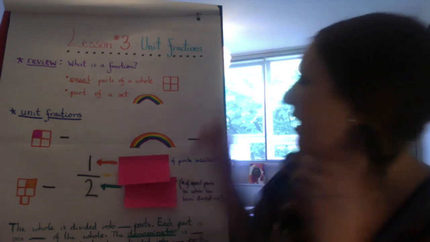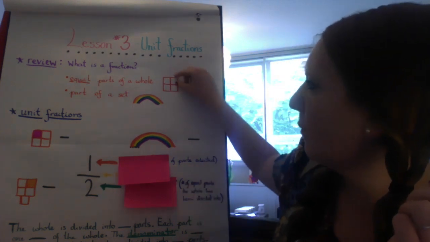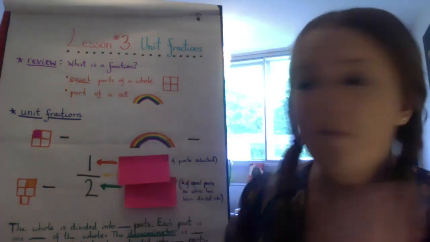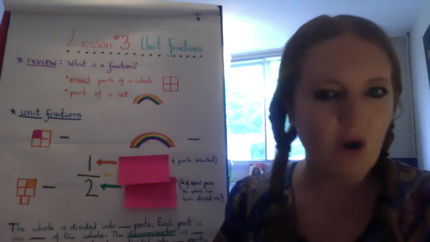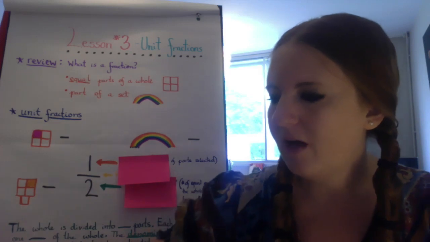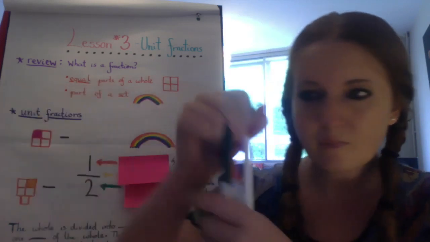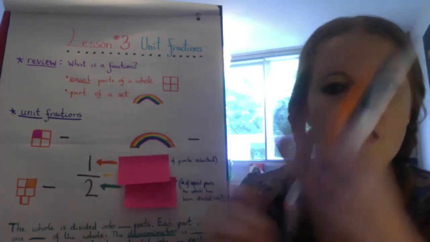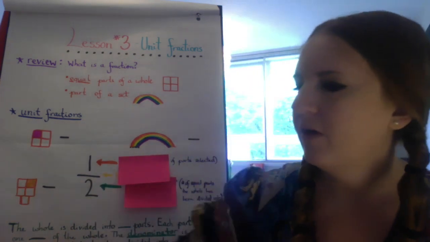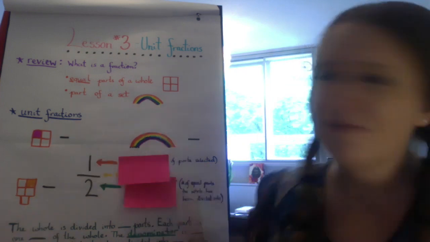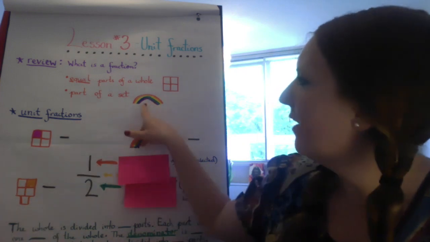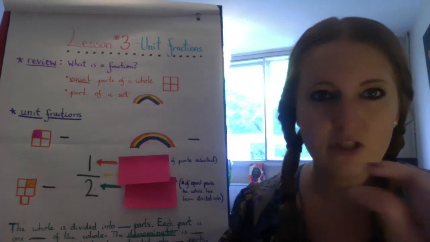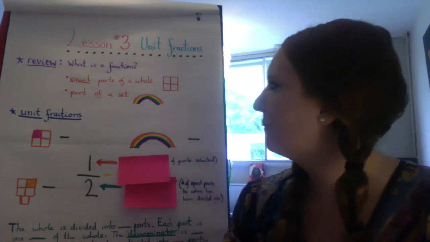So if you think I have a whole thing and I've divided it into equal parts. A fraction can also be part of a set. So for example, I have a set of pens and I might just pick one of them. This is a part of my set altogether. If you look here, I have a rainbow, not a perfect rainbow, but if I just picked one color, let's say orange, I know that orange is part of that set.